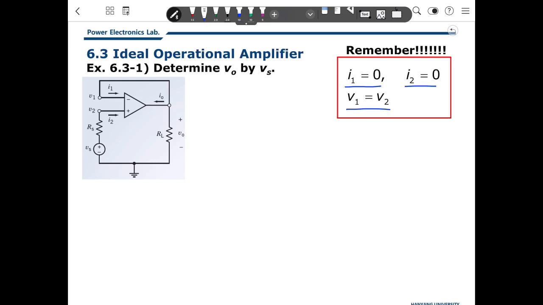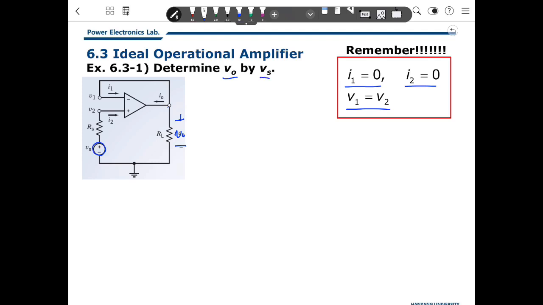And fortunately, this is all. If you know that, then you don't need anything more to analyze the circuit. Okay. In example 6.3.1, we determine the output voltage. The output voltage is the output voltage of the op-amp, VO, given the source voltage.